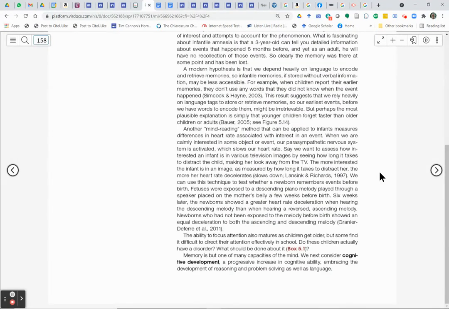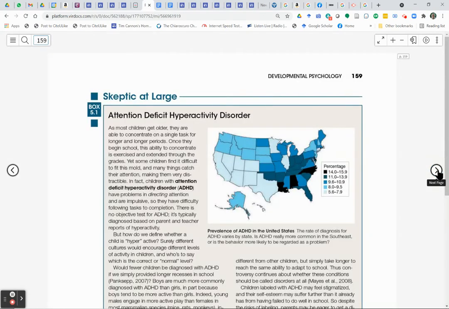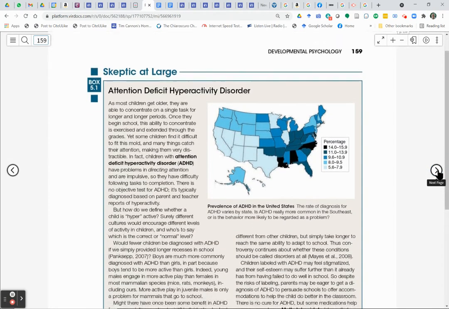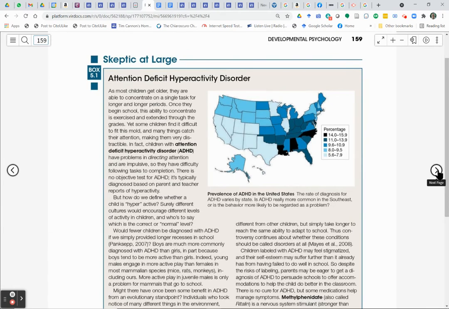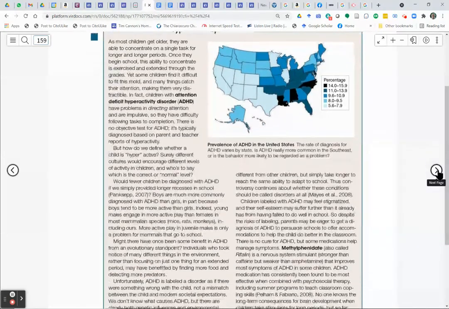Cognitive development. This is very clever and very important and critical for good parenting. This is a nice discussion of hyperactivity disorder and with a healthy grain of salt about whether it is a disorder and what we should be doing about it.